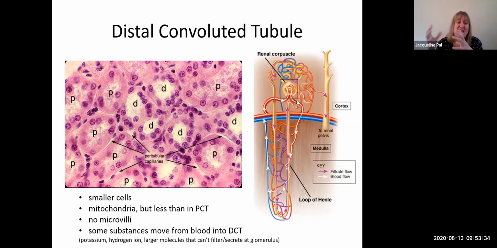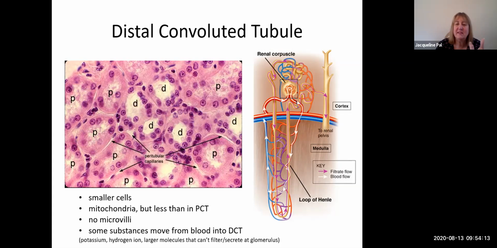And you'll also notice that their cells seem to be packed closer together, and that's just because the cells are smaller in size. So I went ahead and put P's and D's in the lumens of these so you clearly can tell the difference. The proximal convoluted tubules are pinker, they have less cells, and they have that brush border from the really tall microvilli. In contrast, the distal convoluted tubule cells are purplier because they have less mitochondria. They don't have that brush border, and the cells are packed closer together.